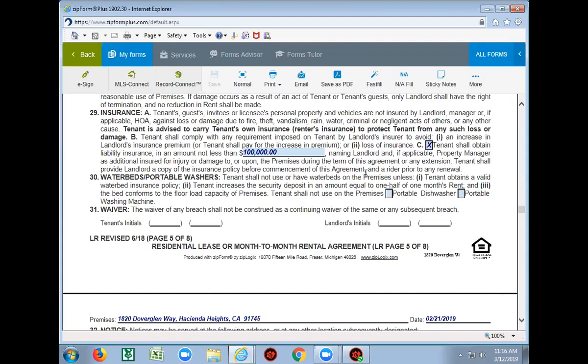Not just the homeowner insurance, umbrella insurance is also very cheap. What, $1 million only costs you $200-300 a year? Yeah. And the tenant should provide the landlord a copy of the insurance policy before the commencement day, and prior to any renewal. Sometimes the tenant only insures for the first year. How about the second year? Forget it. I'm not going to renew.